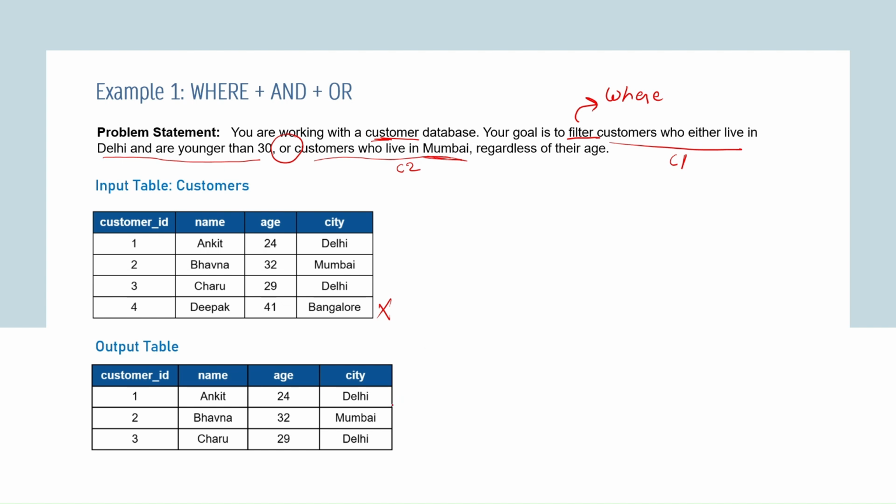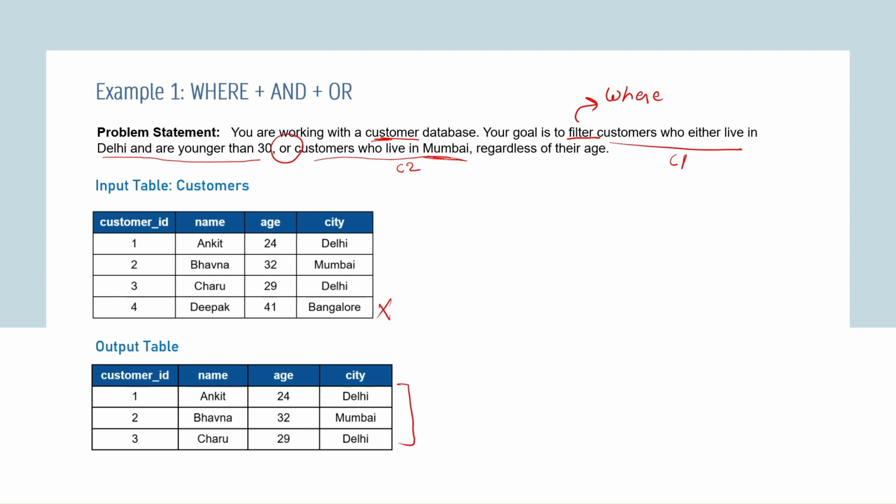Apart from that, we can see all the remaining customer IDs 1, 2, 3, the remaining data of the customers has been displayed, because that actually meets our criteria. It either qualifies condition 1 or it qualifies condition 2. Okay, so that's how we are going to approach our question. Now let's write the SQL query to solve this problem.